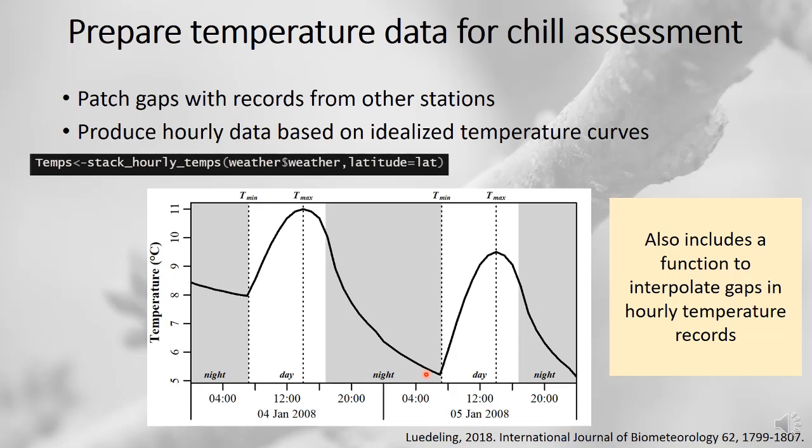There's also a function included in ChillR that I don't want to talk about on interpolating gaps in hourly temperature records, which is somewhat challenging, but has also been implemented here now. I've also recently added a function that does not rely on this idealized, optimal temperature curve, but which can basically be calibrated with hourly or sub-daily observations from the location you're interested in, and then make hourly temperature records that reflect more or less the weather situation in the place that you're interested in.